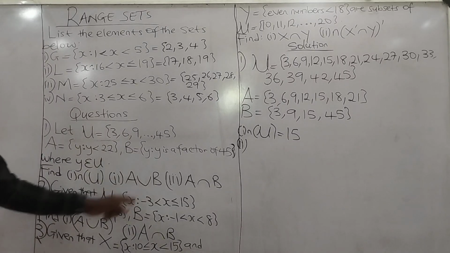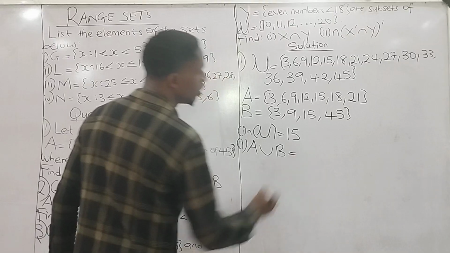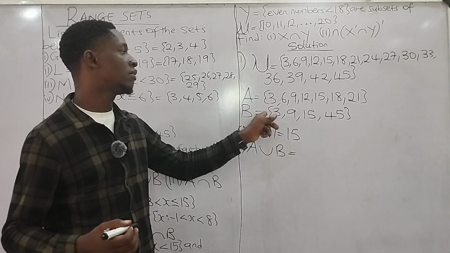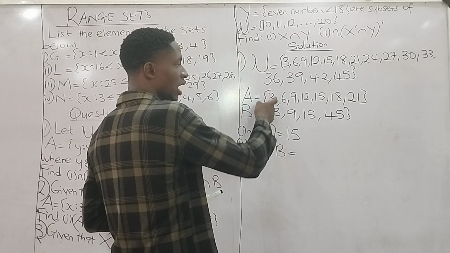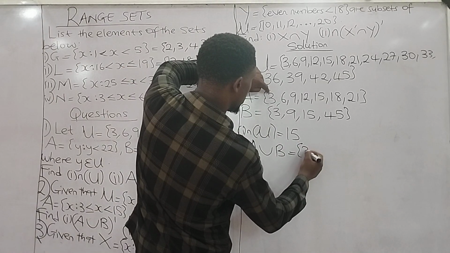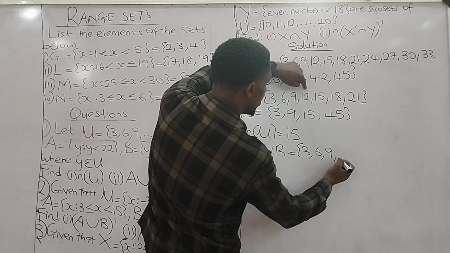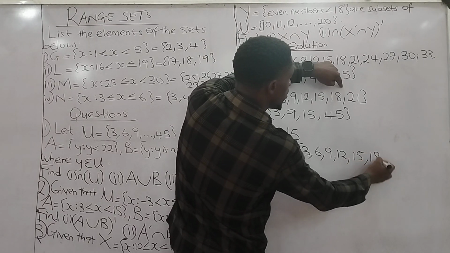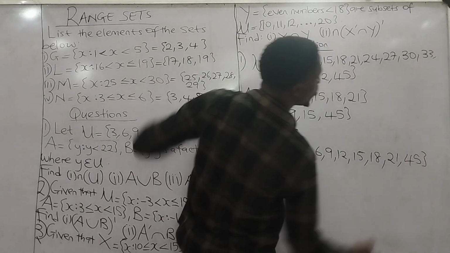We have A union B. Union B means the combination of all the elements in A and B without repetition. What does it mean? Anyone that is here and also here, don't repeat it more than once. So let us start. We have 3, 6, 9, 12, 15, 18, 21, 45, and that should be the answer.